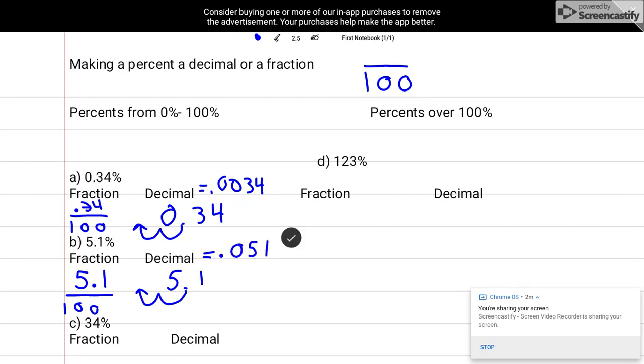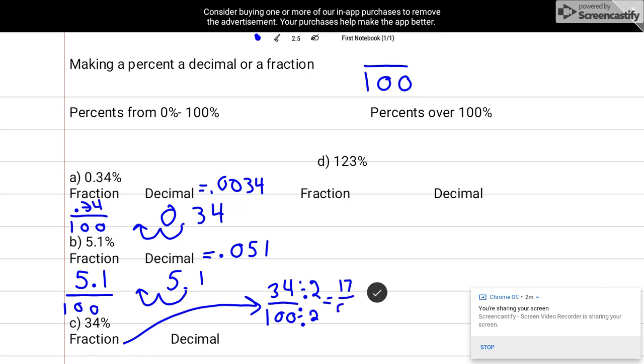Let's look at this bottom one down here, C, 34%. In order to make that a fraction, I'm going to give myself a little more room. I'm going to work over here. 34 over 100. I look at this fraction and both of these numbers are even, which means I can reduce. So I'm going to divide the top and the bottom, the numerator and denominator, by 2, and I get 17 over 50. I can't reduce that anymore, so that's going to be my final answer.